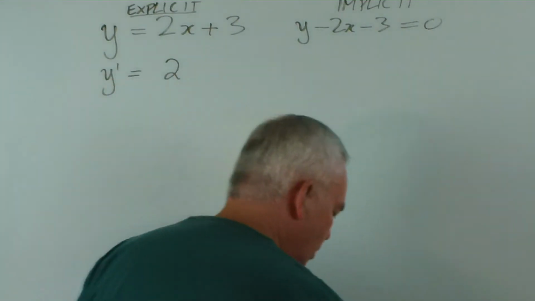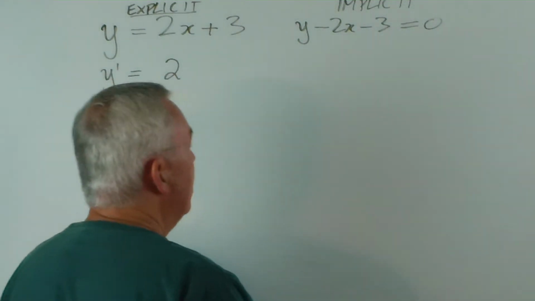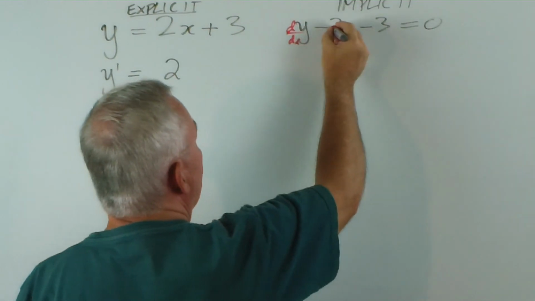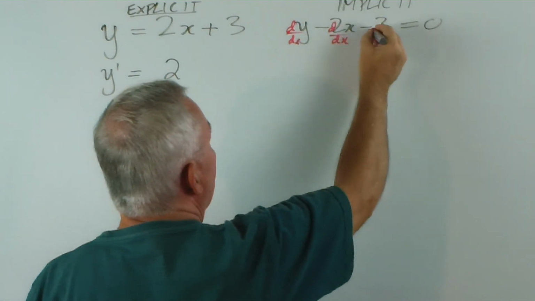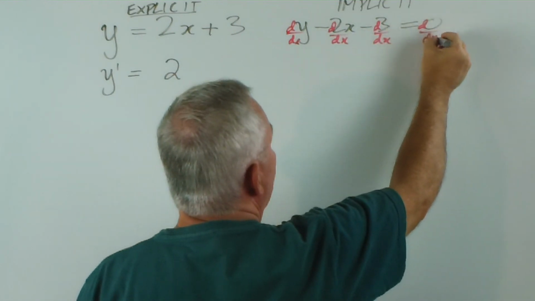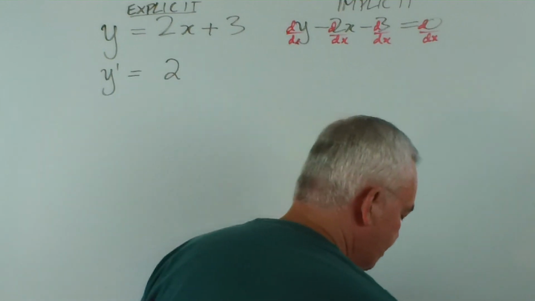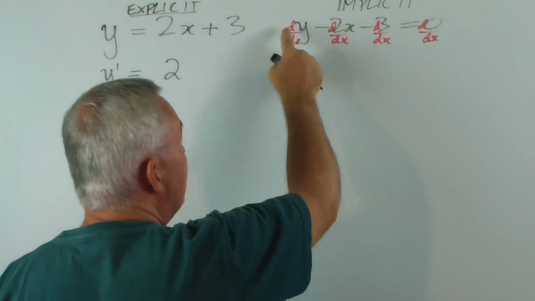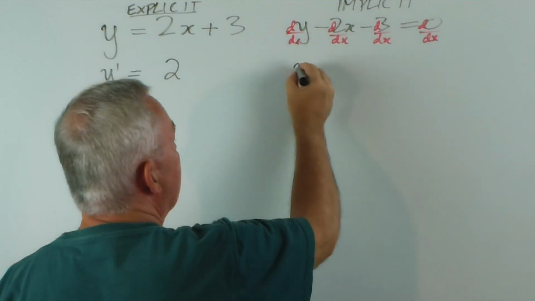And what I'm going to do is I'm going to find the derivative with respect to x of everything in the equation. Now, the derivative of y with respect to x is dy/dx, which I will write as y dash.